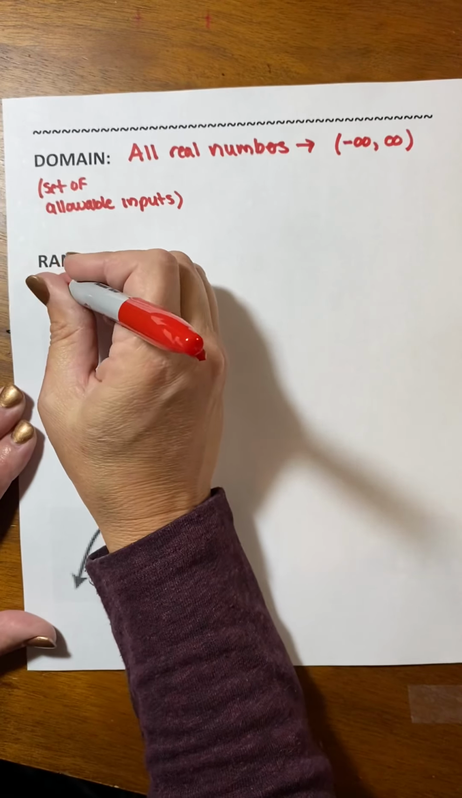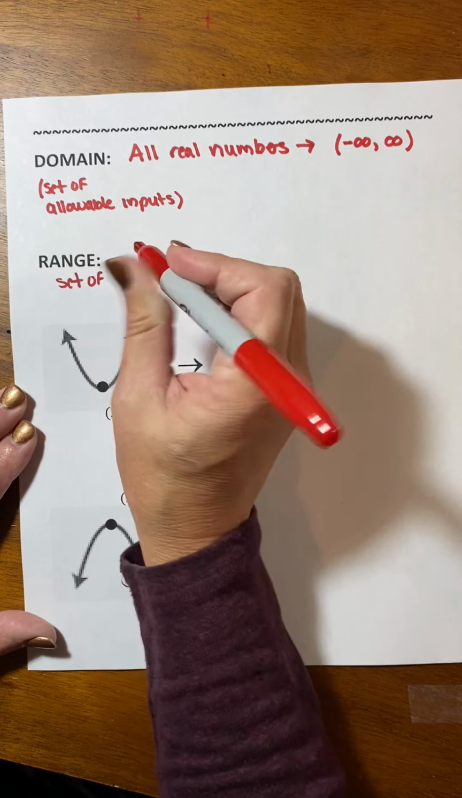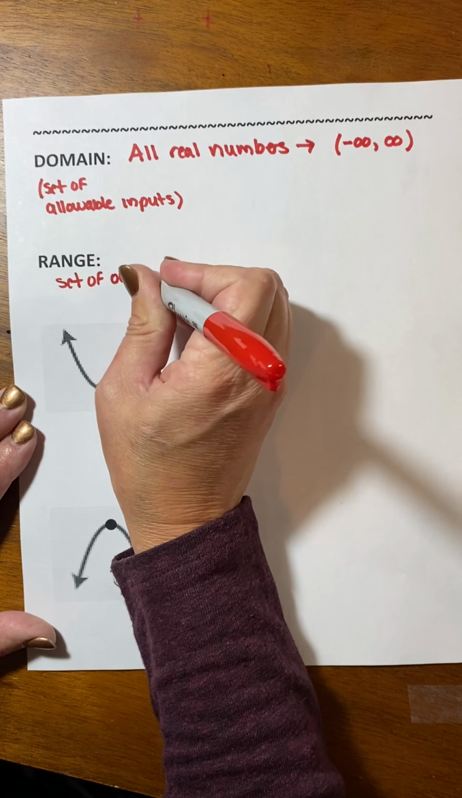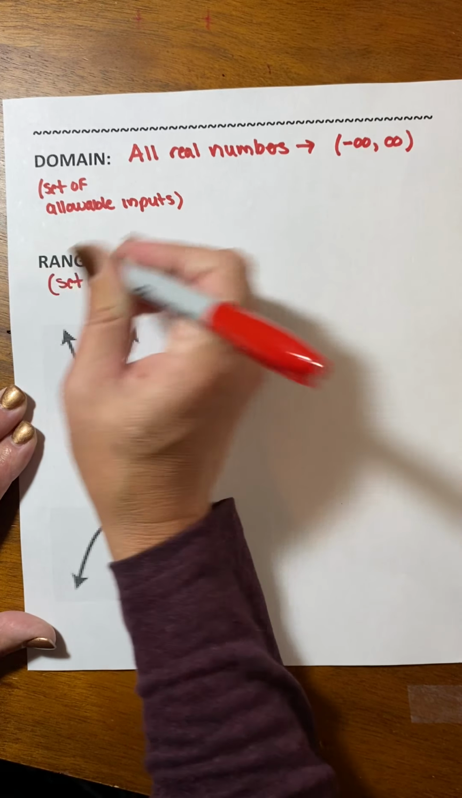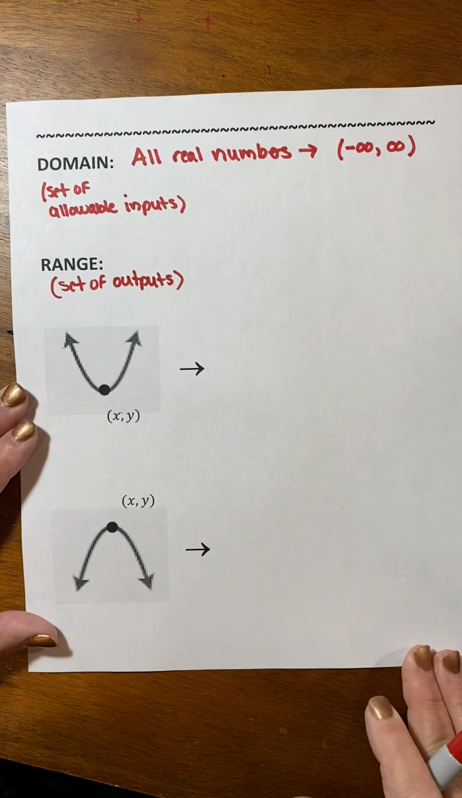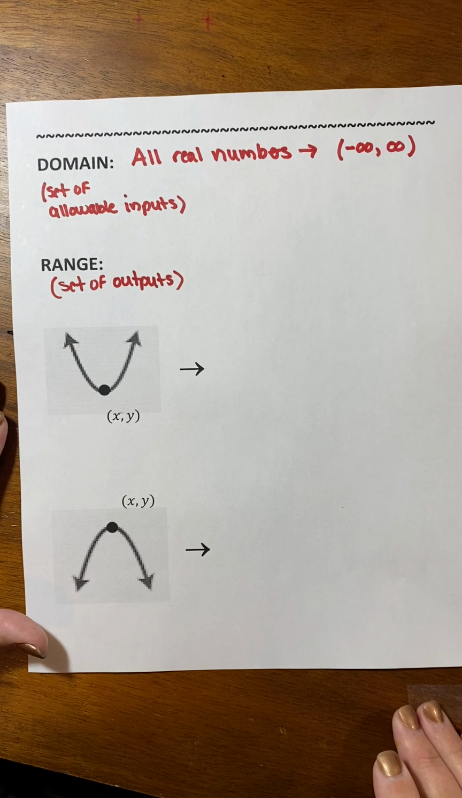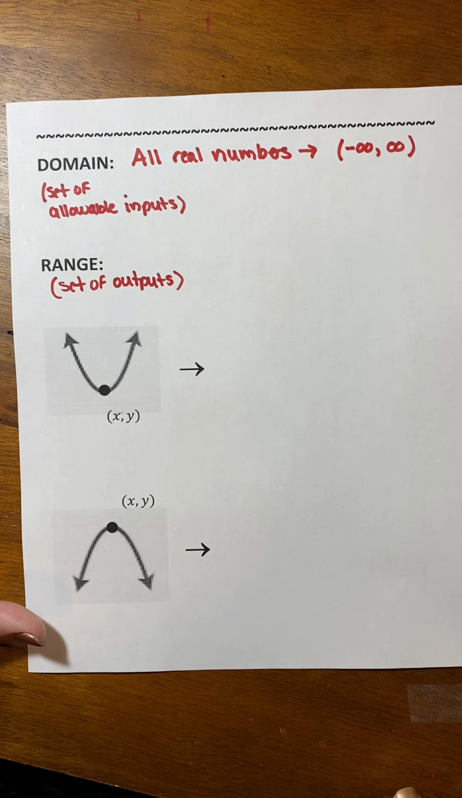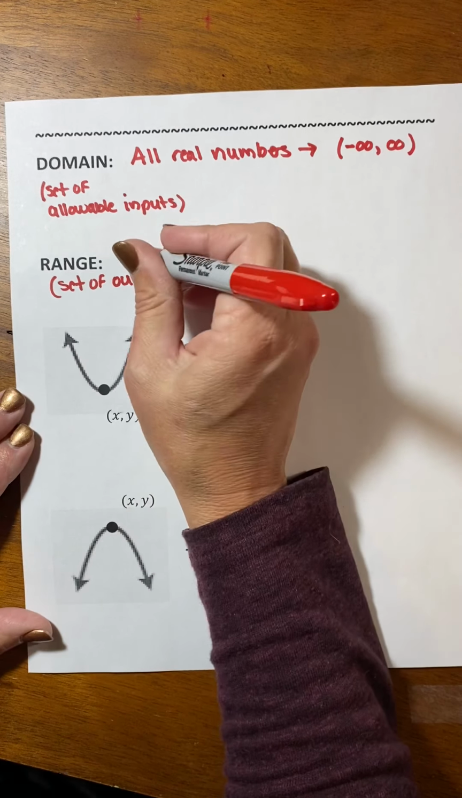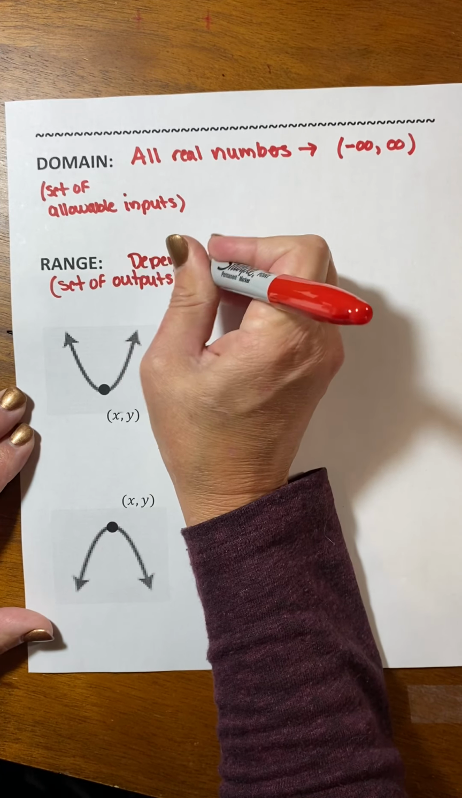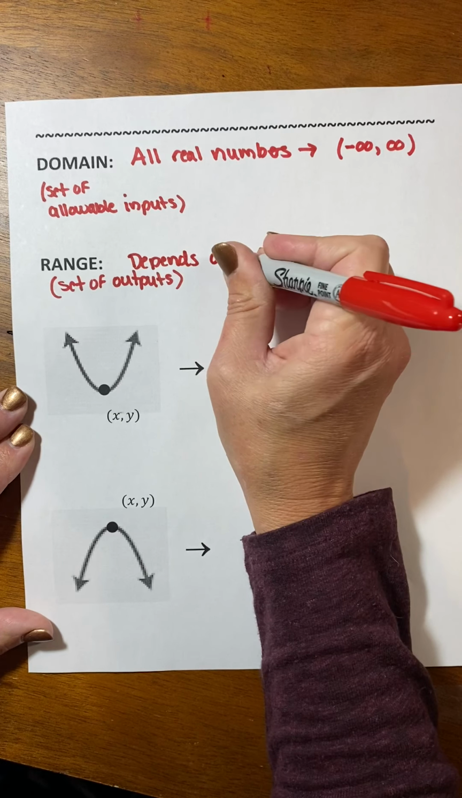The range is your set of outputs. What do all the y values look like? Now, the range is not as easy to define as the domain. The range is not all real numbers. This doesn't go from -infinity to infinity. The range depends on the y coordinate of the vertex.